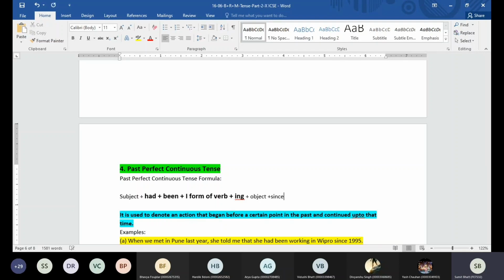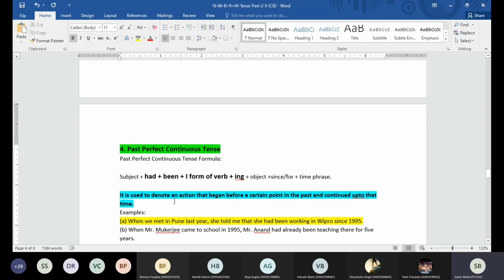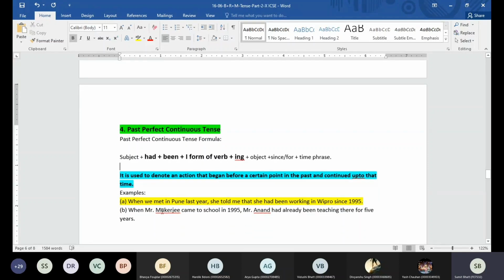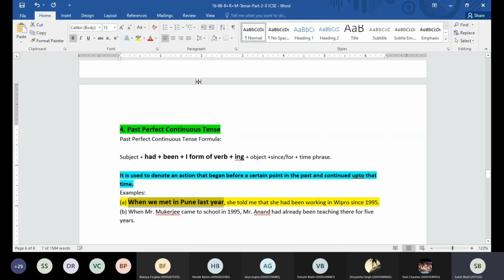object. Now, since "for" and the time phrase are not important, if you have the sentence with that, fine. If you don't have it, then also it is not required. So it is used to denote an action that began before a certain point in the past and continued up to that time in the past. Like, suppose somebody met in Pune last year. So when we met in Pune last year, which time are we referring to, present time or past time? Past time we are referring to. Okay, she told me something, that she had been working in Wipro since 1995.